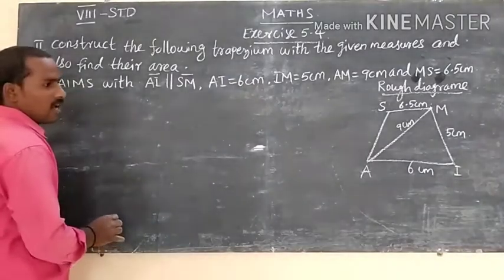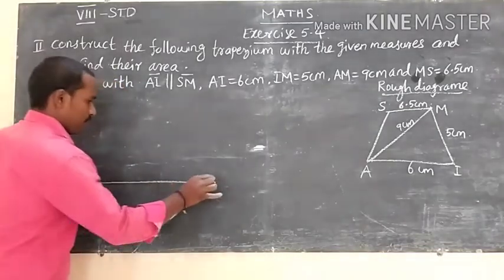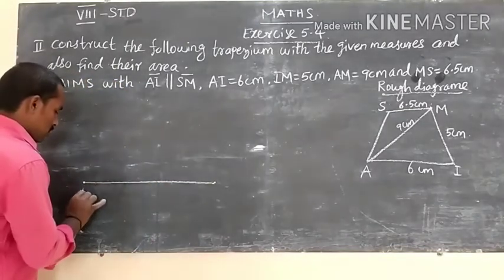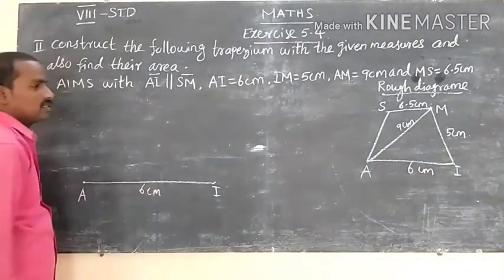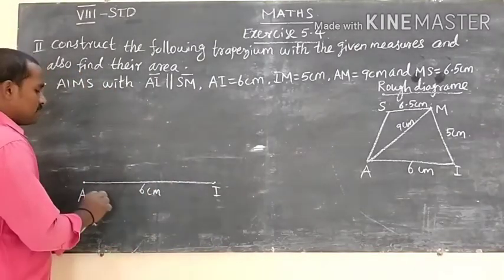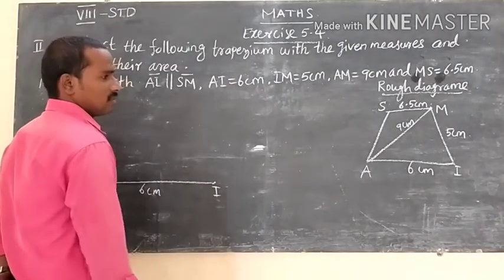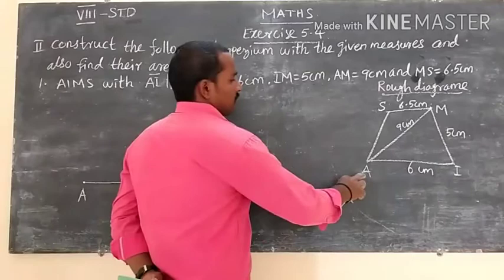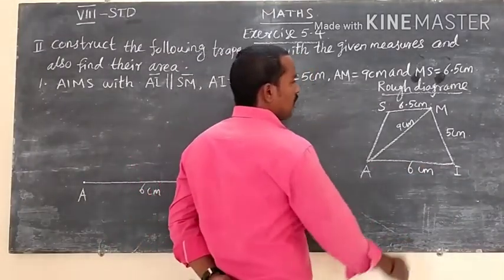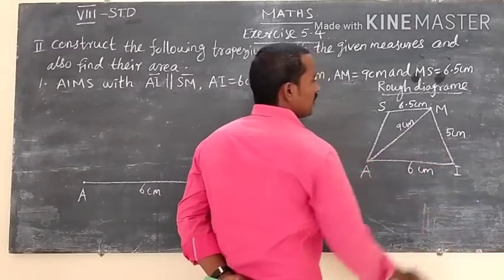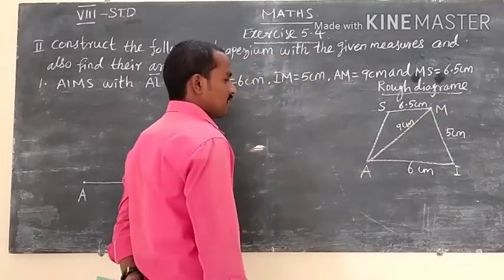The first step is to draw the line segment AI equal to 6 cm. Using the ruler and pencil, draw the line segment of 6 cm. Then, with A and I as centers, draw arcs of 9 cm and 5 cm respectively. Let them cut at M. This is the second step.